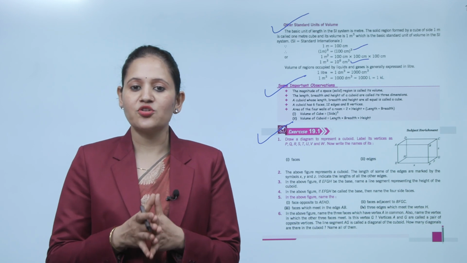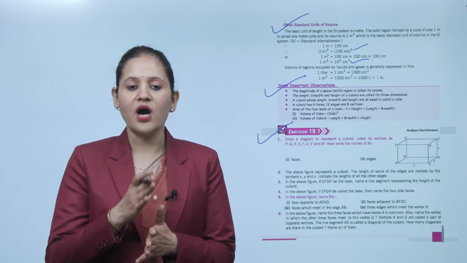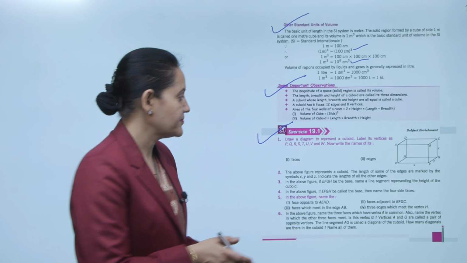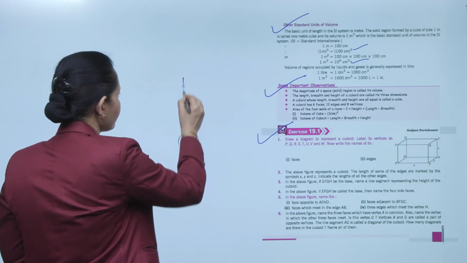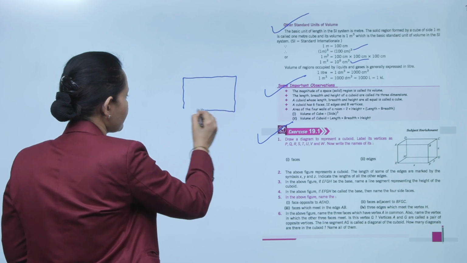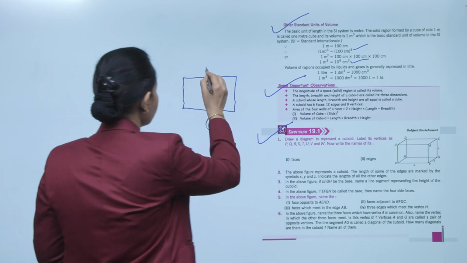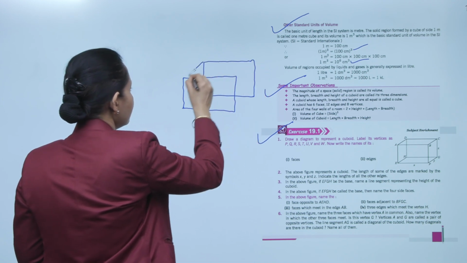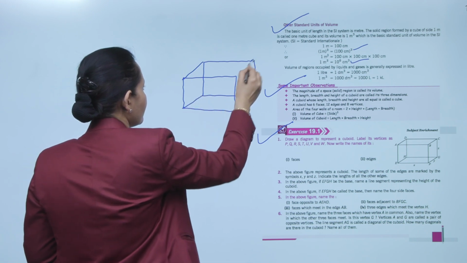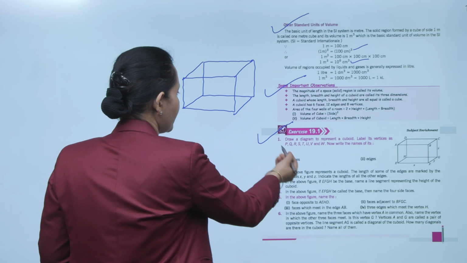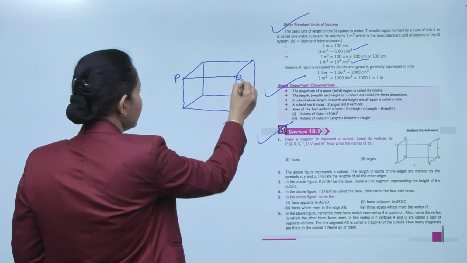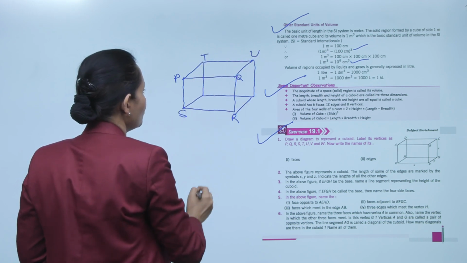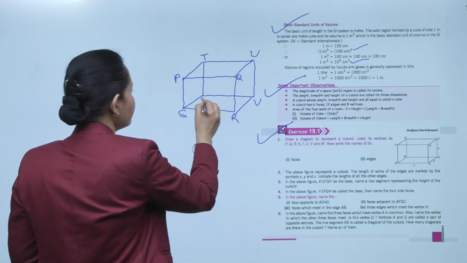Draw a diagram to represent a cuboid. Label its vertices as P, Q, R, S, T, U, V and W. Now write the names of its faces. Suppose this is a cuboid. Now we have to name it P, Q, R, S, T, U, V and W.